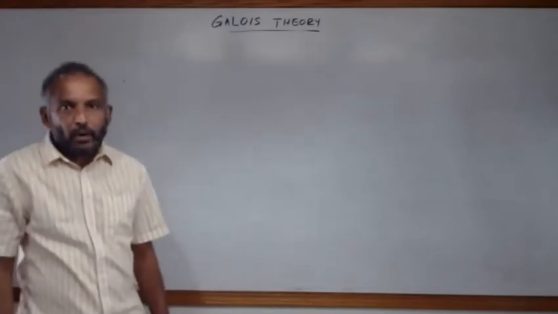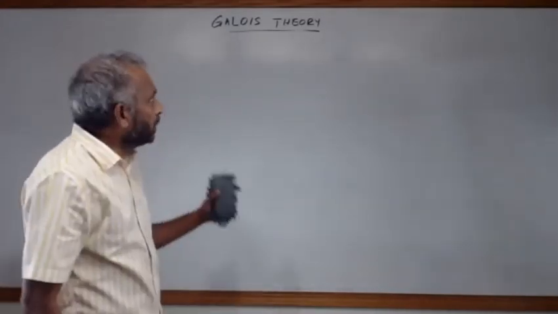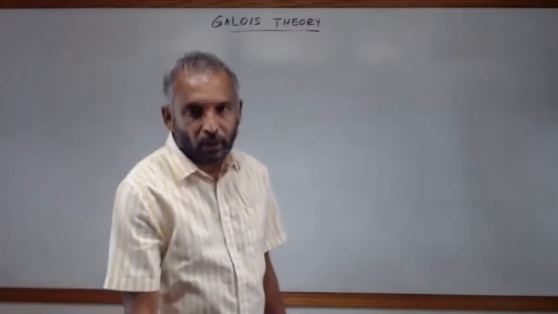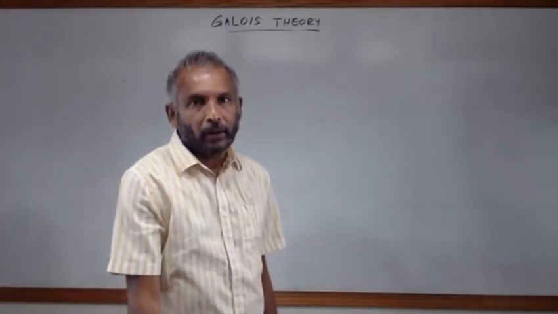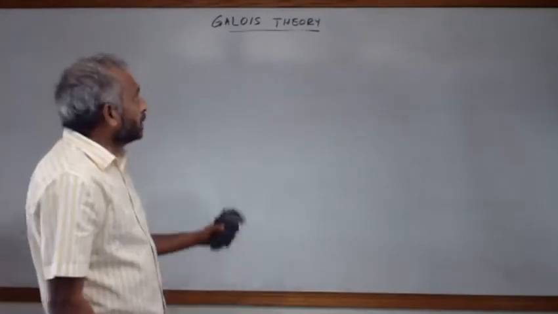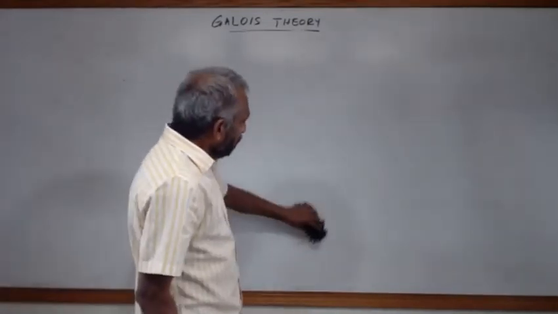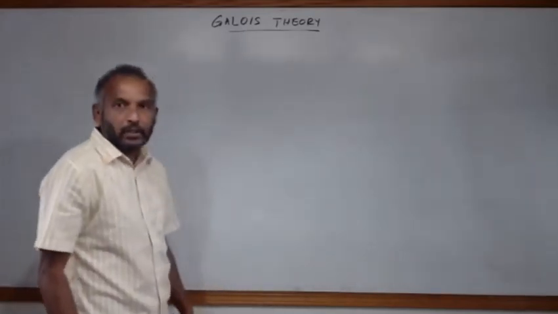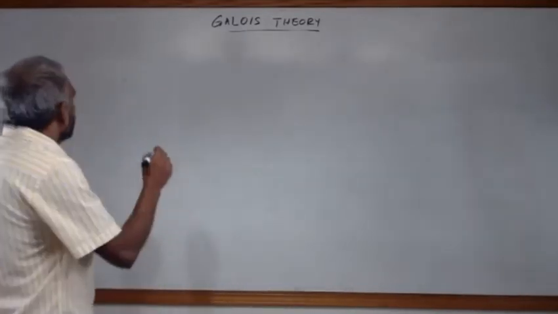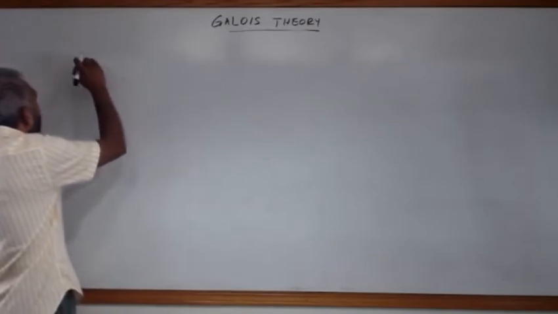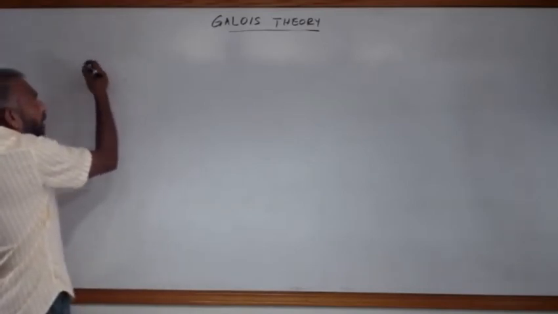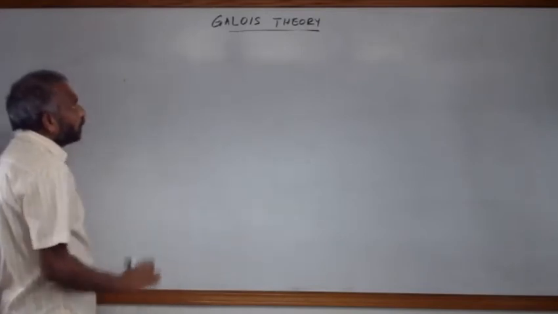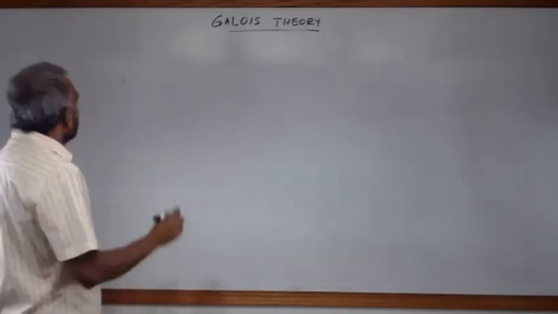So what I want to do initially to start with is to list all the important results that we have done so far, because we are going to use most of the important theorems that we established. So let us start with listing the very important results that we'll be using for this theory.